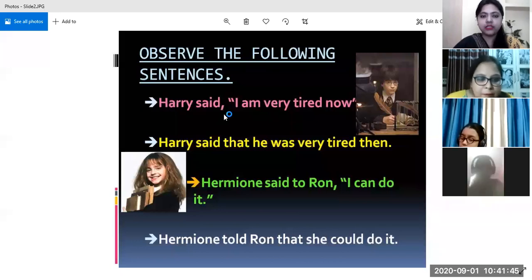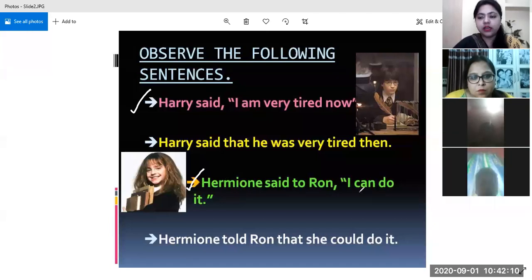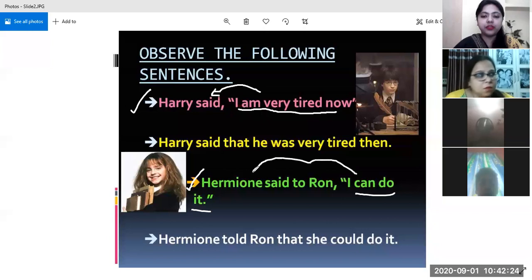The difference lies here when you see the first sentence. Harry said, I am very tired now. And when you look at the third sentence, Hermione said to Ron, I can do it. What we see is that the actual words of the speaker have been quoted over here. Okay, the actual words which have been spoken by the speaker are quoted over here. I am very tired now. These are the actual words which Harry said, right? Similarly, I can do it. These were the actual words which Hermione said to Ron.